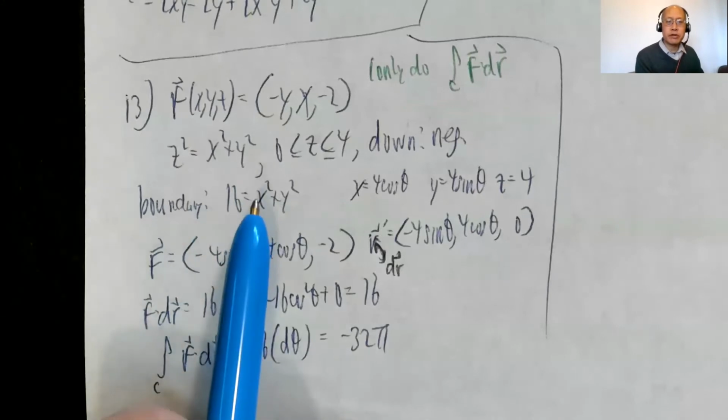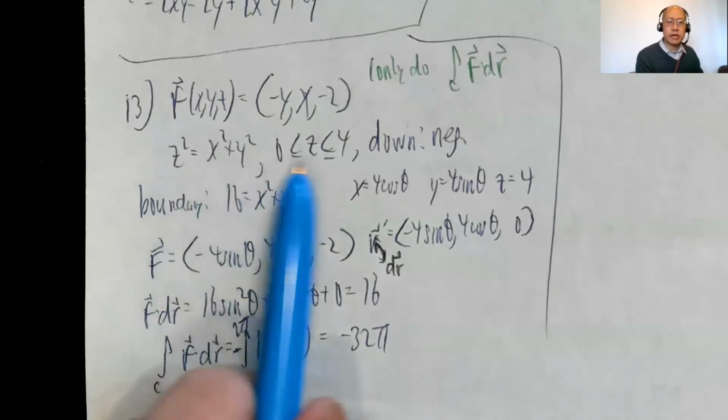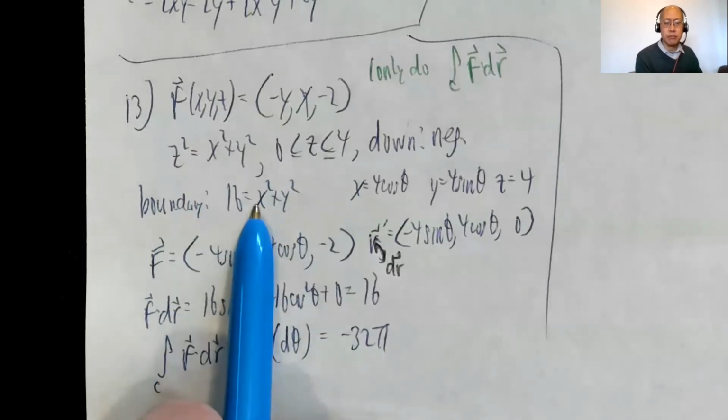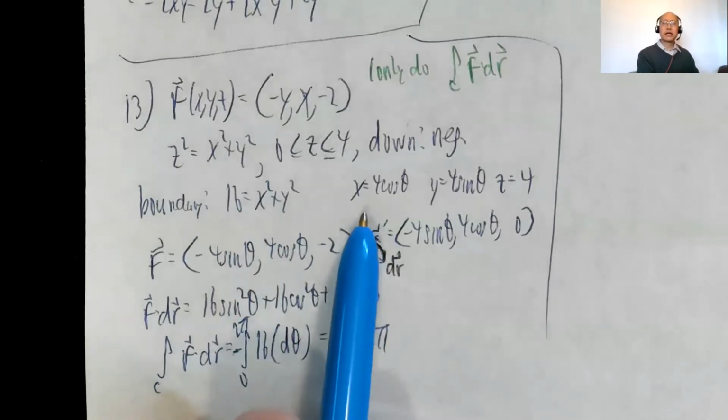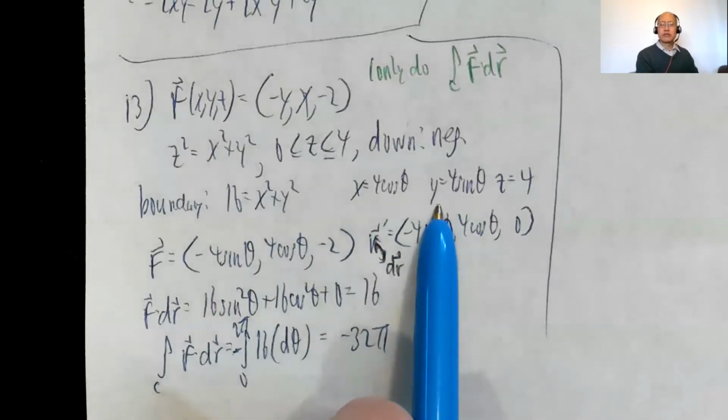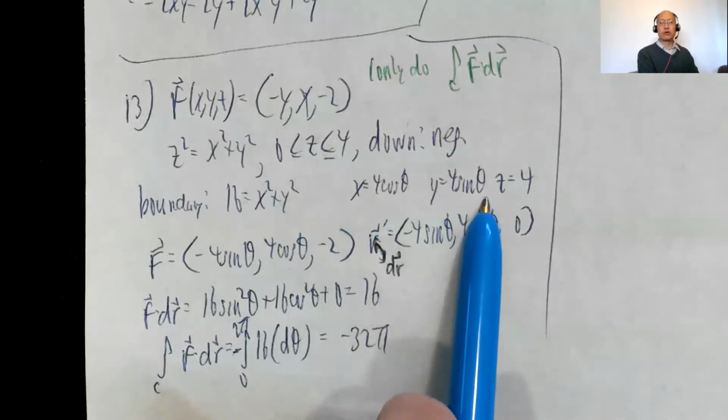All right, so the boundary is x squared plus y squared equals 4 squared, or 16. Switch to polar coordinates. x is 4 cosine theta, y is 4 sine theta, and z is equal to 4.